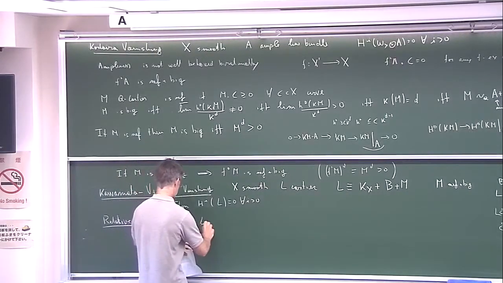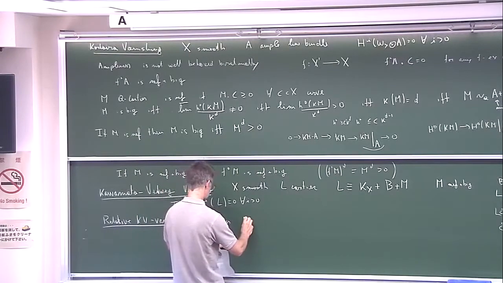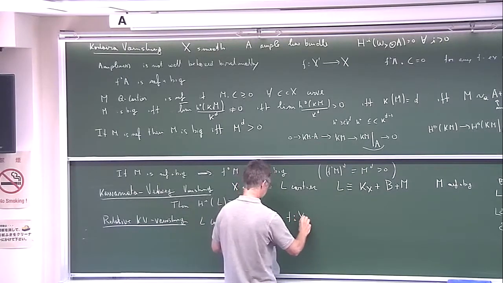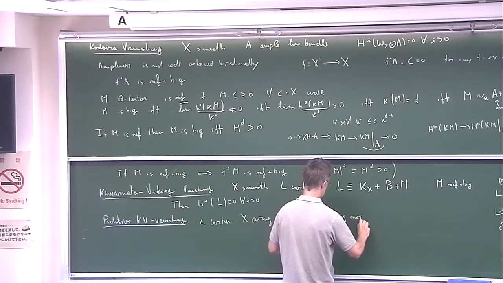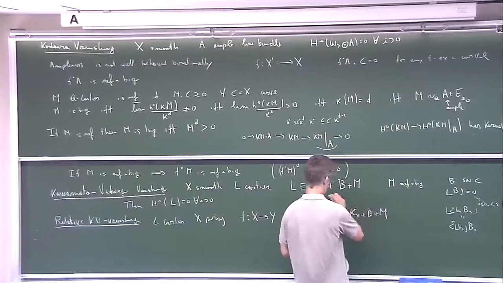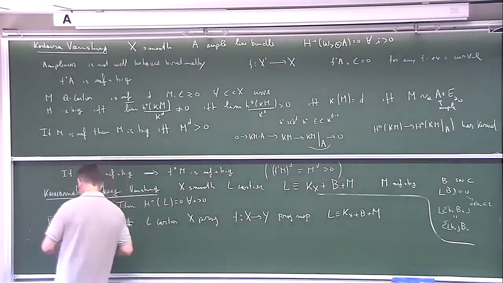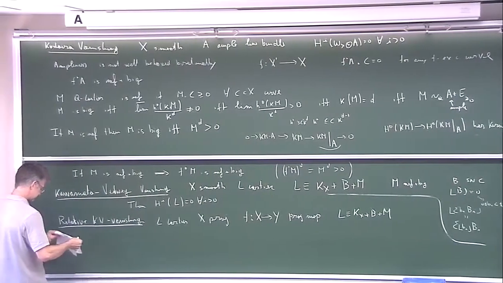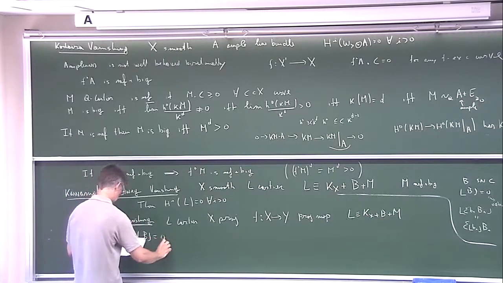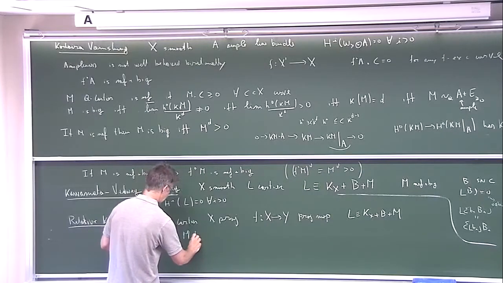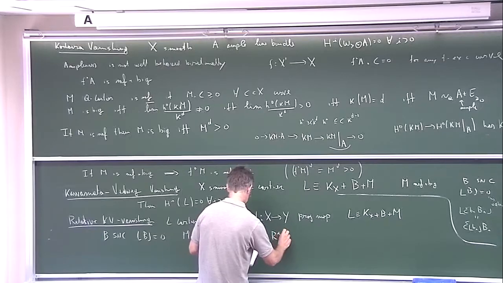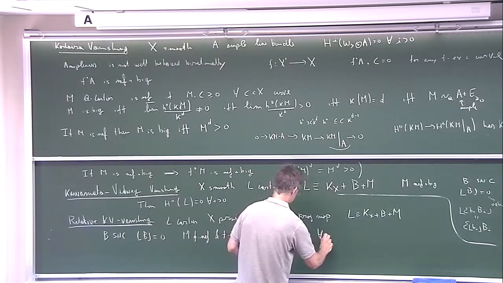So let's say that L is Cartier. For simplicity, let me assume that X is projective, but you just need a projective morphism. We are going to have a projective morphism f from X to Y. And I'm going to assume that L is numerically equivalent to K_X plus B plus M again. So L is Cartier, but B and M are Q-divisors. Let me work my way up to the singular case. So for now, I'm going to assume that B has simple normal crossings, the round down of B is 0, but now M is just f-nef and f-big. And then the conclusion is that the higher direct images R^i f_* of L are 0 for every i greater than 0.